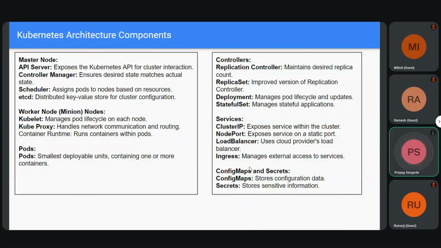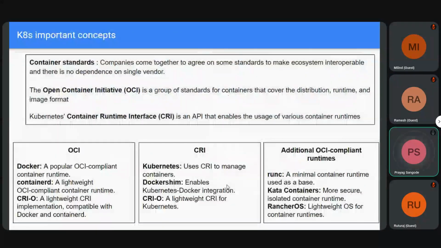Then we have config map and secrets. So whatever configuration data we need for the application will be stored in config maps, and sometimes we also need to store secrets. Okay, we cannot put everything in a YML configuration in clear text format. There we will be using the secrets. Okay, then today we have a lot of theory.